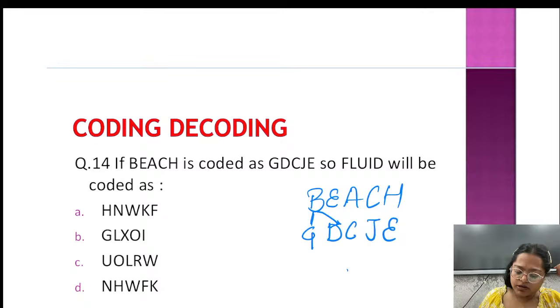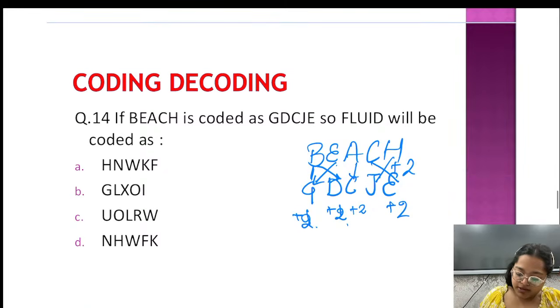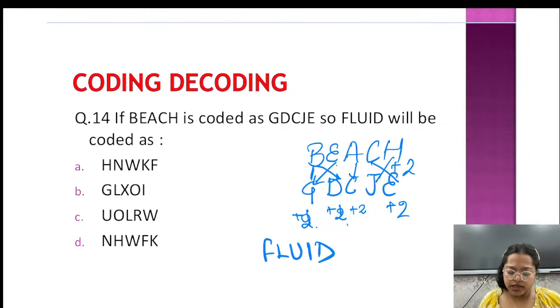Can we cross them, plus 1, EFG plus 1, A to C plus 2, actually plus 2, this would be C to E plus 2, H to J plus 2. Okay, so this becomes quite interesting. Now we code for fluid, FGH. So this will become right here.